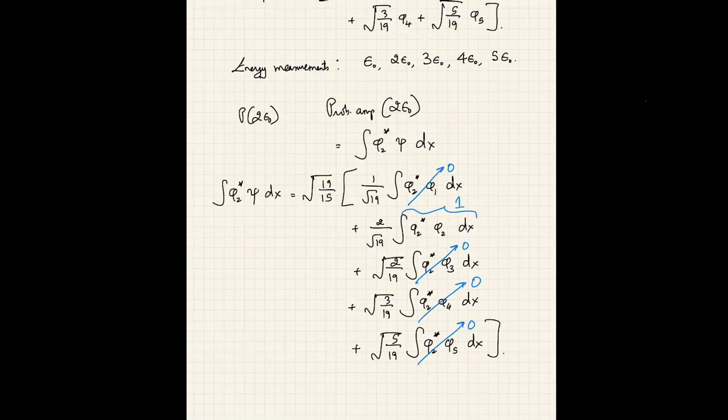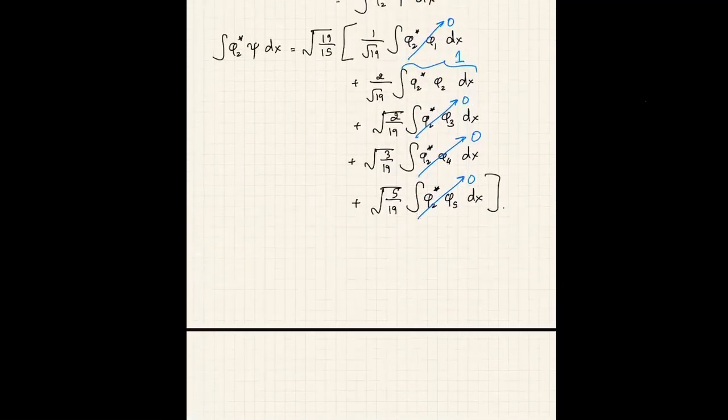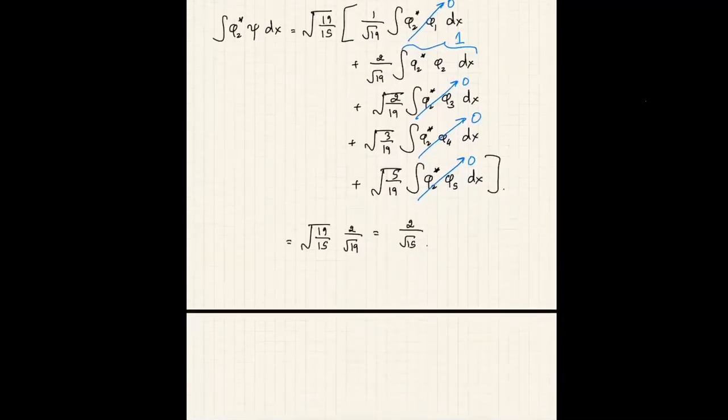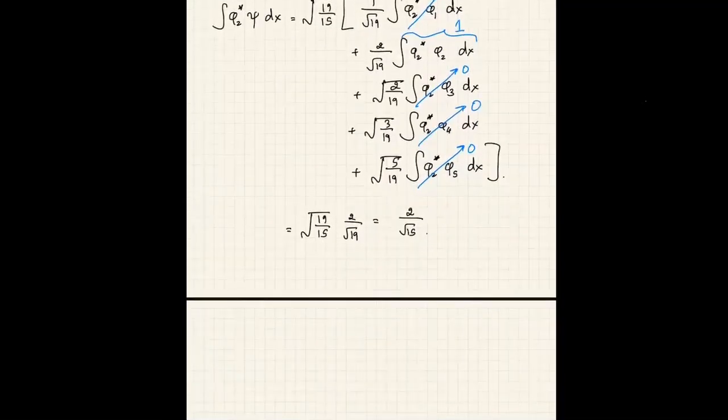Okay, so ultimately, the probability amplitude, which is just projecting out that particular eigenvector from the state of the system, is given by, in this case, square root of 19 over 15 times 2 over square root 19, which is given by 2 over square root 15. Okay, this is the probability amplitude of getting the value 2E0. The probability of getting the value 2E0 is the absolute square of this number. This number is just real, so I can take the actual square of this number, which is 4 divided by 15. Okay?